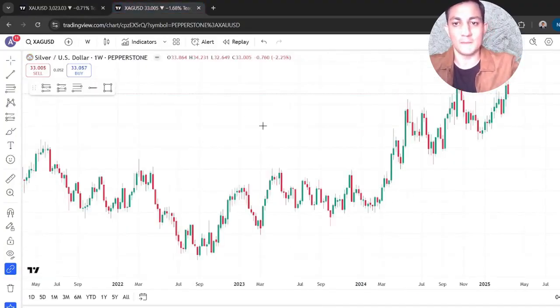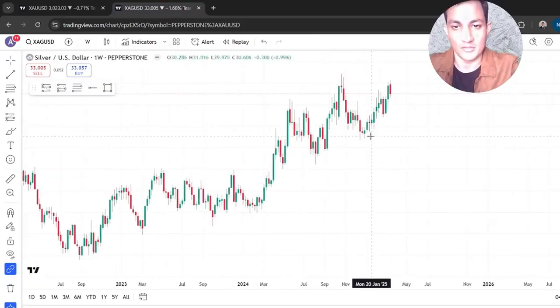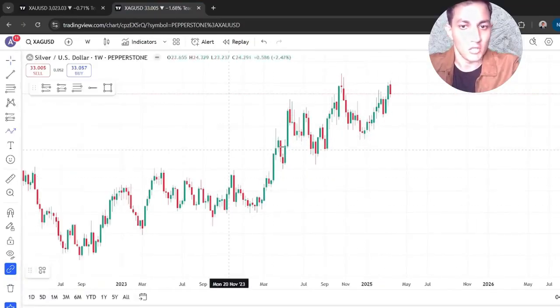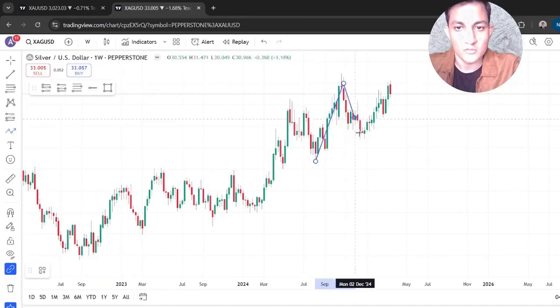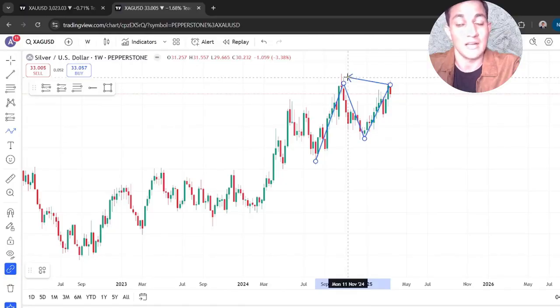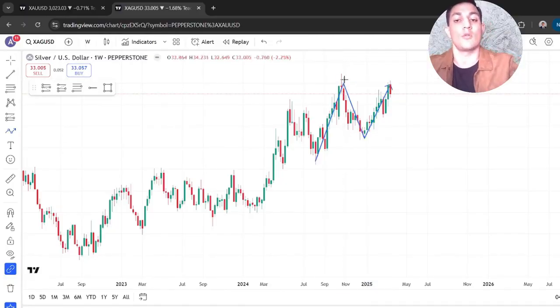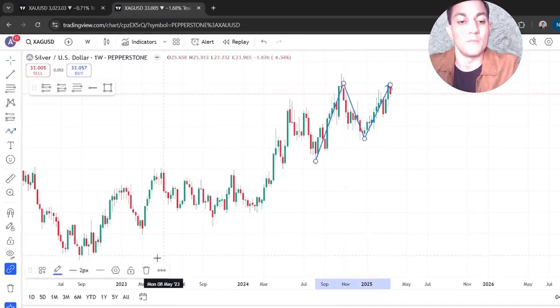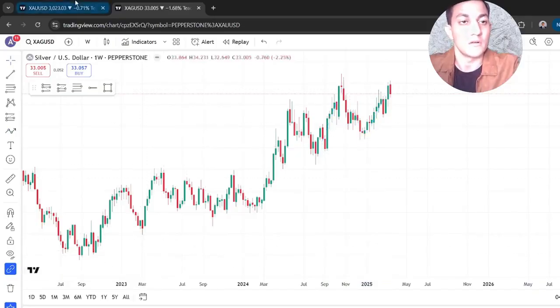Whereas silver, let's just study this bit here. Whereas for silver, where's the path tool? Silver, this is your move here. And we still haven't even taken out these highs here. We still have not taken out these highs here. That is not good at all. That's not what you want to see at all. And that tells us that we're nowhere near as bullish on silver as we are on gold.